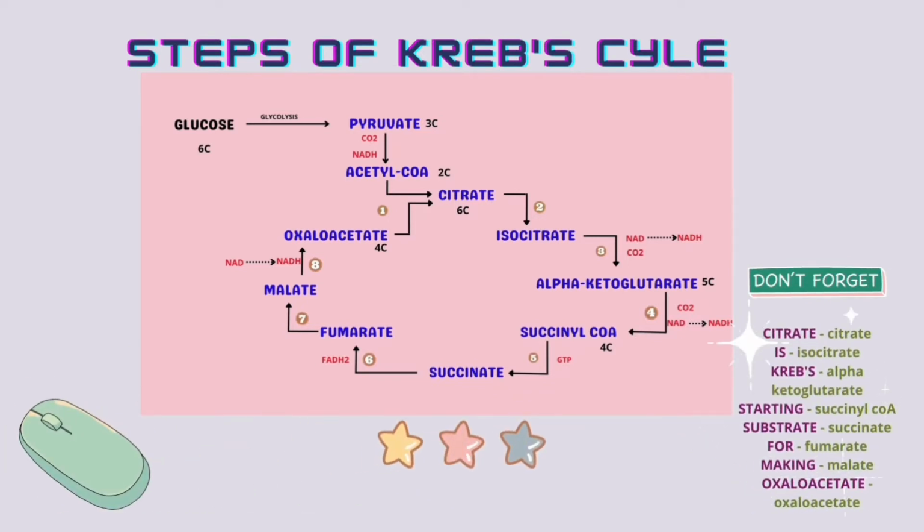The products of Krebs cycle, 6 NADH and 2 FADH2, will be used in electron transport chain to form ATP. Citrate is Krebs starting substrate for making oxaloacetate. It's the easiest way to remember the Krebs cycle.